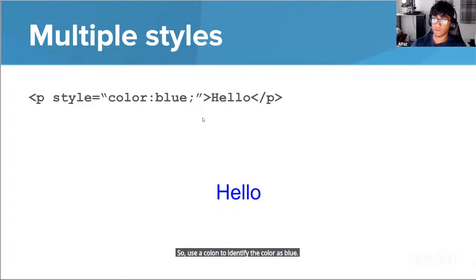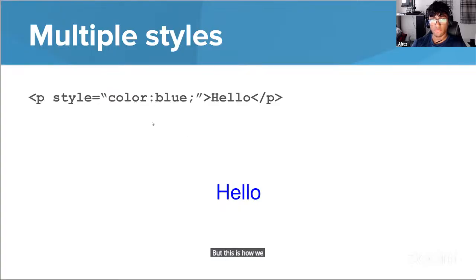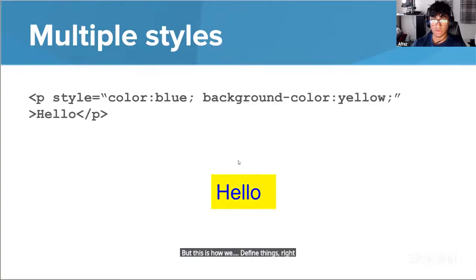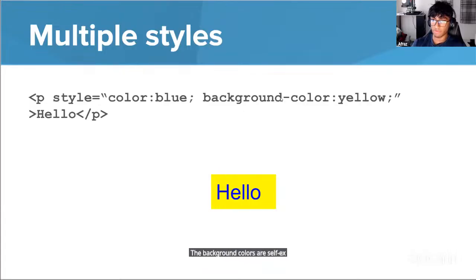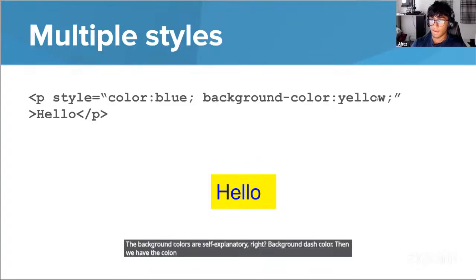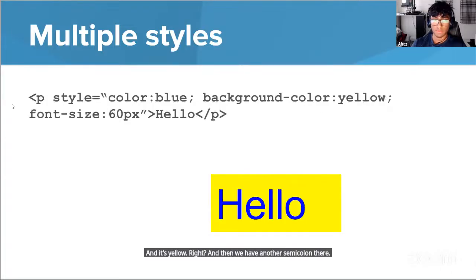HTML has several colors. It doesn't have every color. We're going to take a look at the list of colors that HTML does have later. But this is how we define things, right? So for the color, this is how you do it. Then background colors are self-explanatory, right? Background dash color. Then we have the colon again, and it's yellow, and then another semicolon there. And then we have font size, and then 60 pixels, and now this font is bigger.